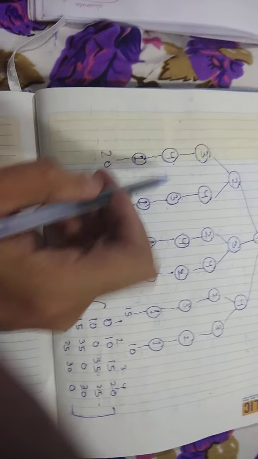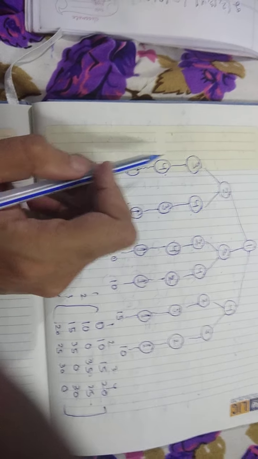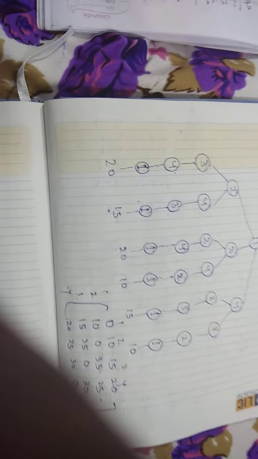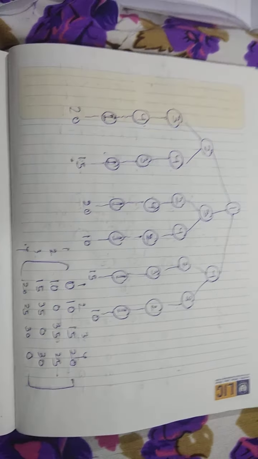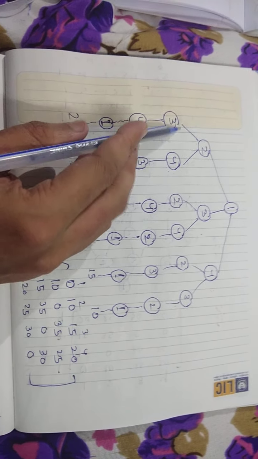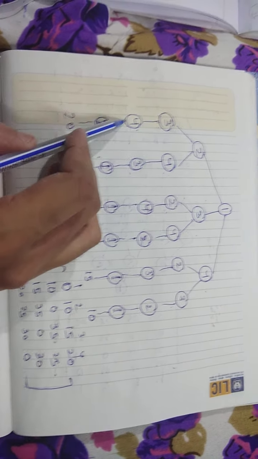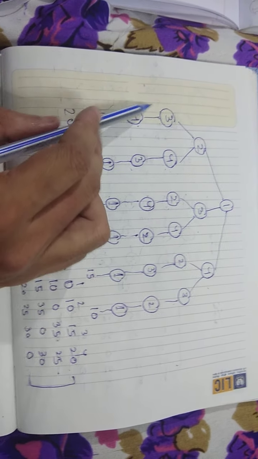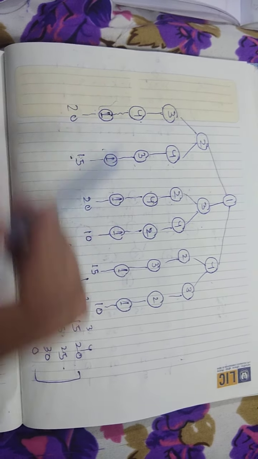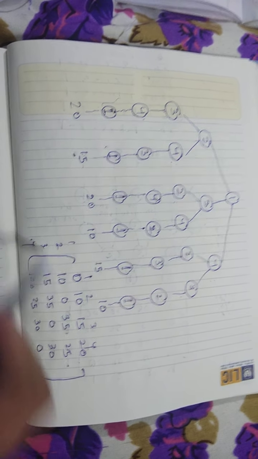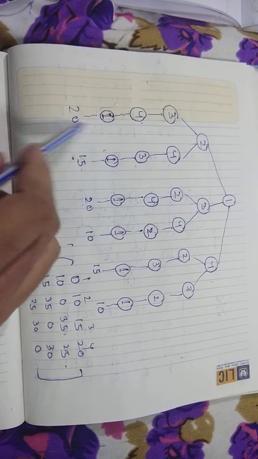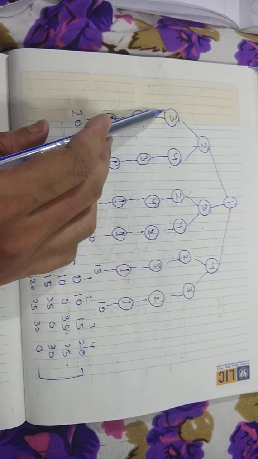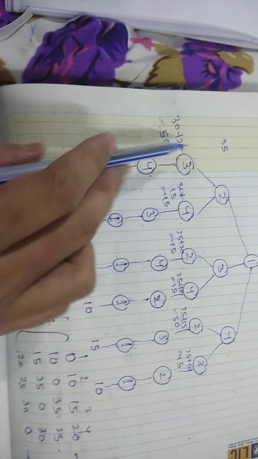Next, suppose here you have to calculate the cost. How to calculate the cost here? 3 to 4 and 4 to 1. The two costs will be added here, 3 to 4 and 4 to 1. So what is the cost of 3 to 4? 3 to 4 equals 30 and 4 to 1 equals 20. So here the cost is what? 50.